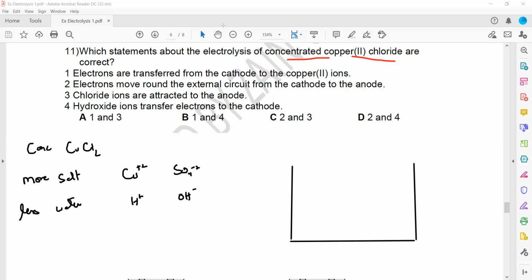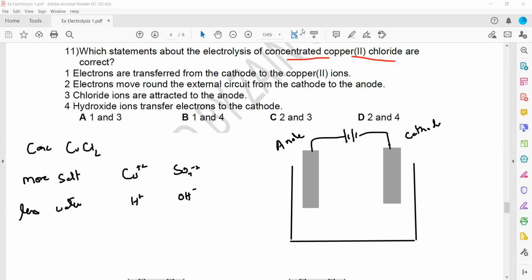we have electrodes. They did not specify it. If they do not specify what material the electrodes are made of, your consideration is always that they will be made of platinum or graphite. The one which is connected with the positive terminal is the anode, the one which is connected with the negative terminal is the cathode. So copper ions are there, chloride ions are there, hydrogen ions are there, and hydroxide.